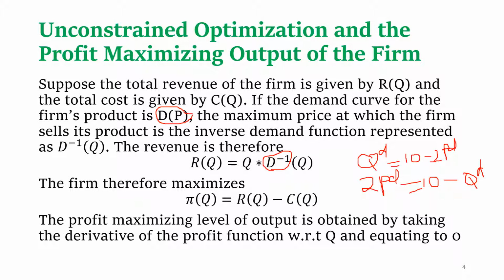Please, please do not leave this negative sign unchanged. Do not say minus 2 PD equals 10 plus QD. No, that is wrong. It should be what? 2 PD equals 10 minus QD, okay?